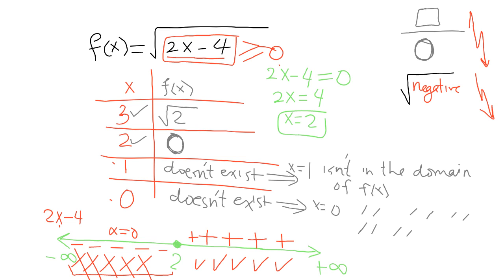So what's the domain of this function? The domain of this function is all the values to the right of 2. How to write it mathematically? This is the interval from 2 to infinity. So the domain here is 2. Why is it included? 2 is good. The value f of 2 is 0. It exists. So greater than or equal, from 2 to plus infinity.